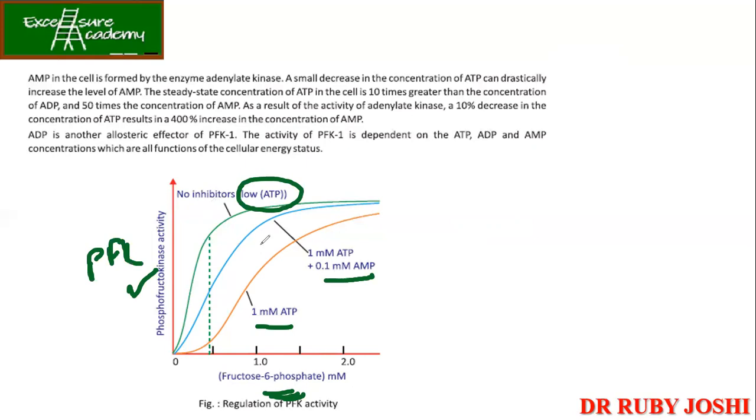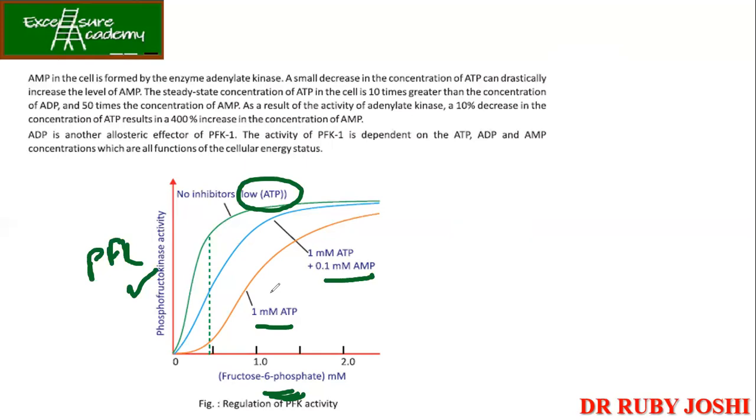Can you see the difference in the activity of PFK1, phosphofructokinase? So which one is showing the maximum activity? Ma'am, with no inhibitor, low ATP. Yes, it is showing the maximum activity at very low concentration of your fructose-6-phosphate. Yeah? So from this you can understand like how exactly it is dependent.